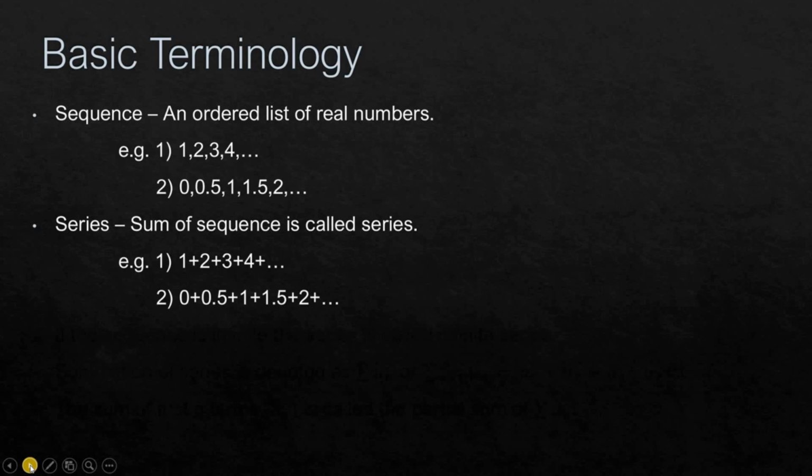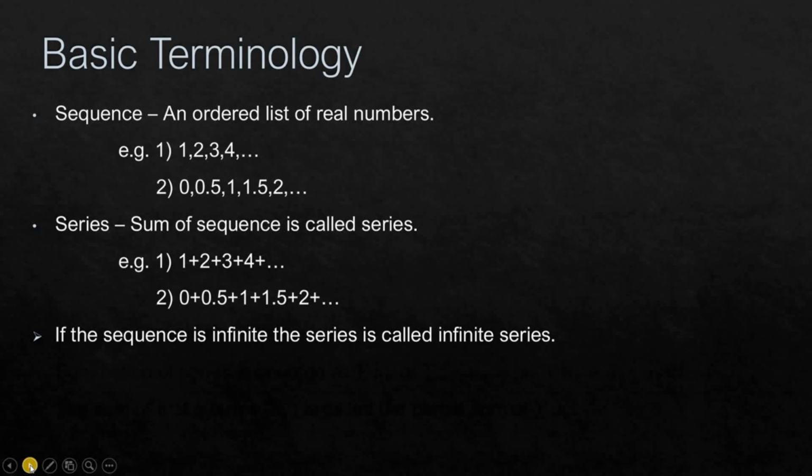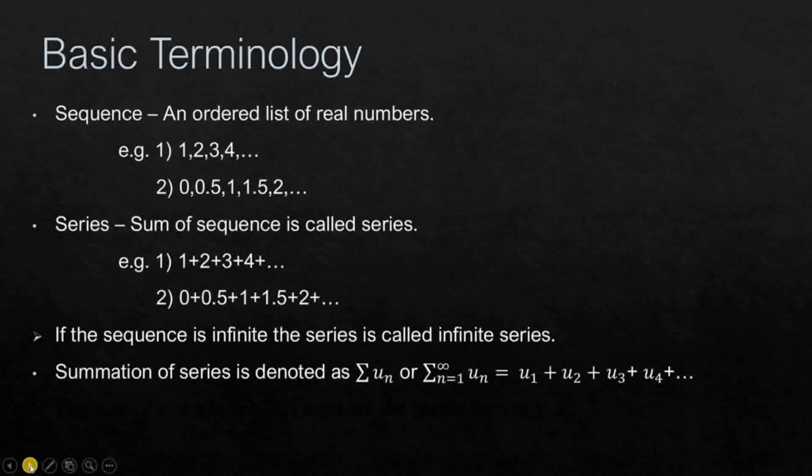There is a general way of representing the series. It can be represented by the summation of un, where n goes from a particular value, say 1, to another value, say 10 or 20. And if this value goes to infinity, the sequence will be called an infinite sequence and the series which is formed will be called an infinite series. So this is the general representation of a series.